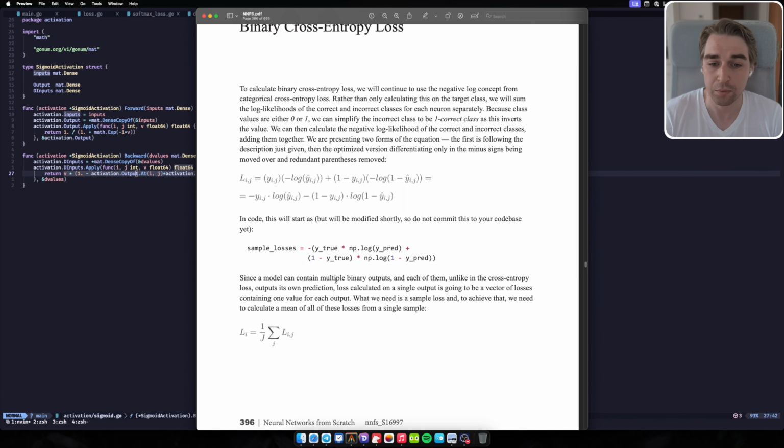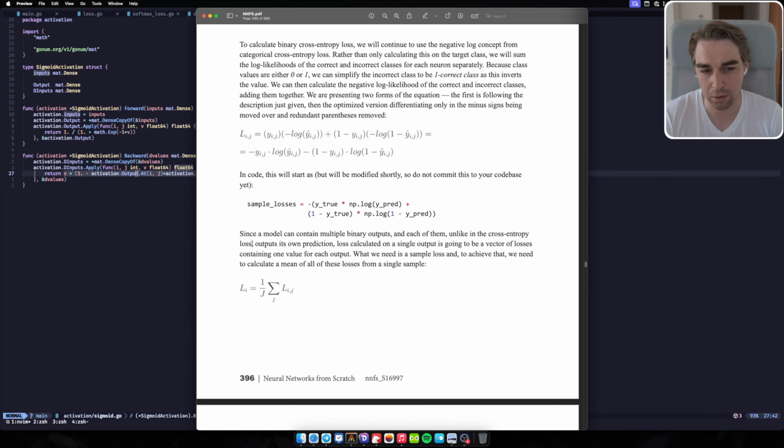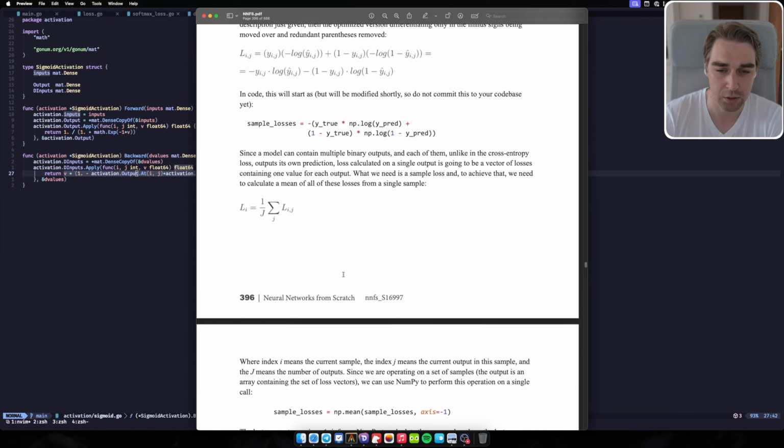Since a model can contain multiple binary outputs and each of them, unlike the cross-entropy loss, outputs its own prediction, loss calculated on a single output is going to be a vector of losses containing one value for each. What we need is a sample loss, and to achieve that we need to calculate a mean of these losses for a single sample.